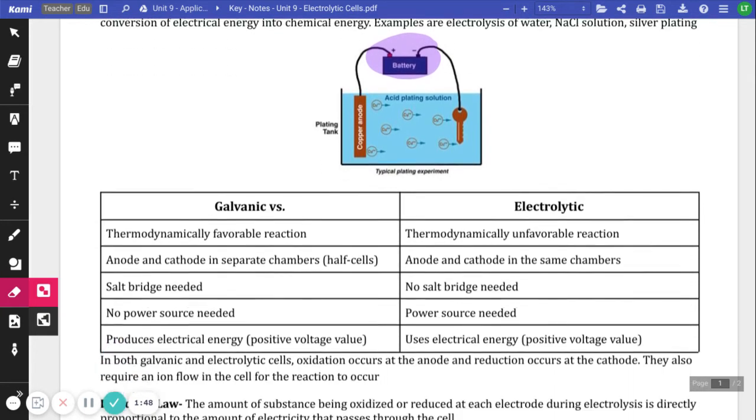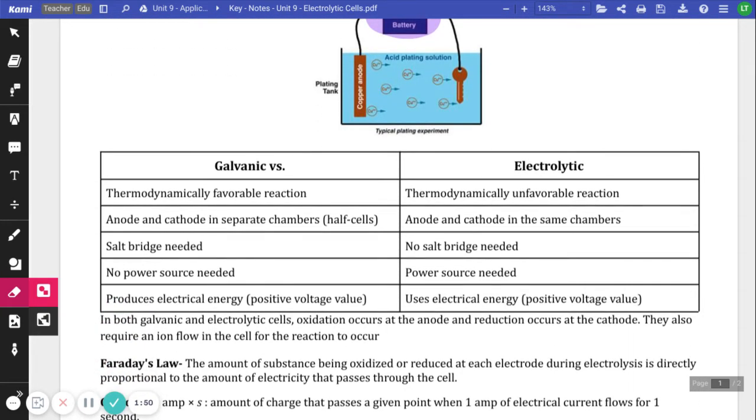Now, I do want to talk through some of the big differences between galvanic and electrolytic cells because, again, solving these electrolytic cell problems is mostly going to be the same as solving galvanic cells, but instead of looking to get a spontaneous reaction, we're trying to get a non-spontaneous reaction. Galvanic cells are thermodynamically favorable reactions. Electrolytics are unfavorable reactions, so they won't happen without the addition of electricity.